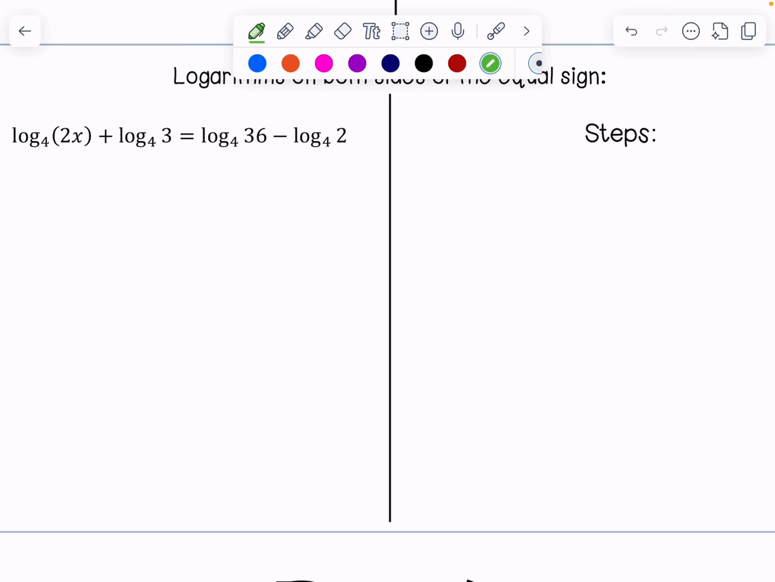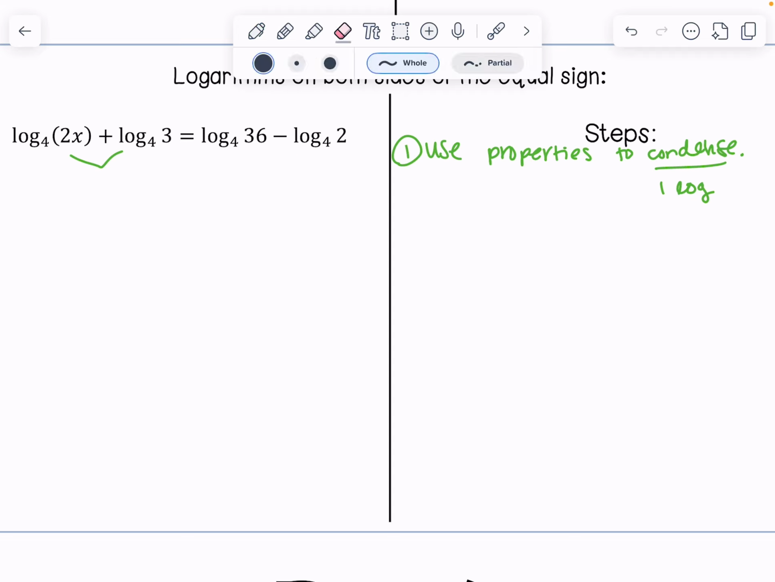But before we can get to that property, no matter what type of logarithmic equation we're talking about, we always want only one logarithm on each side. So the first thing I'm going to do is use my properties in order to condense. And once again, in condensing, we want one log on each side. So looking here on this one, I see addition. Addition tells me I can use the product rule. The product rule says that I can take the product of my two arguments when I rewrite this as one log. So this is going to be the log base 4 of 2x times 3.